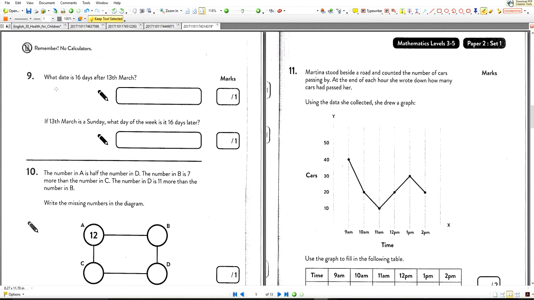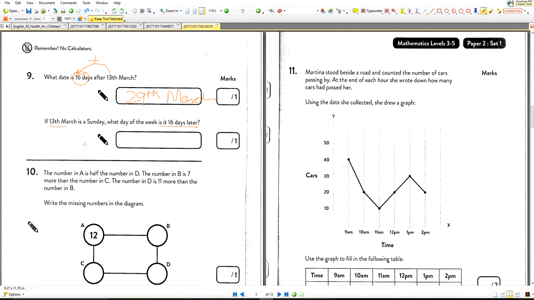Okay, what date is 16 days after the 13th of March? So they want you to add 16 to 13. And that will give us an answer of the 29th of March. If the 13th of March is a Sunday, what day of the week is it 16 days later? So we need to work that out for question number 9.